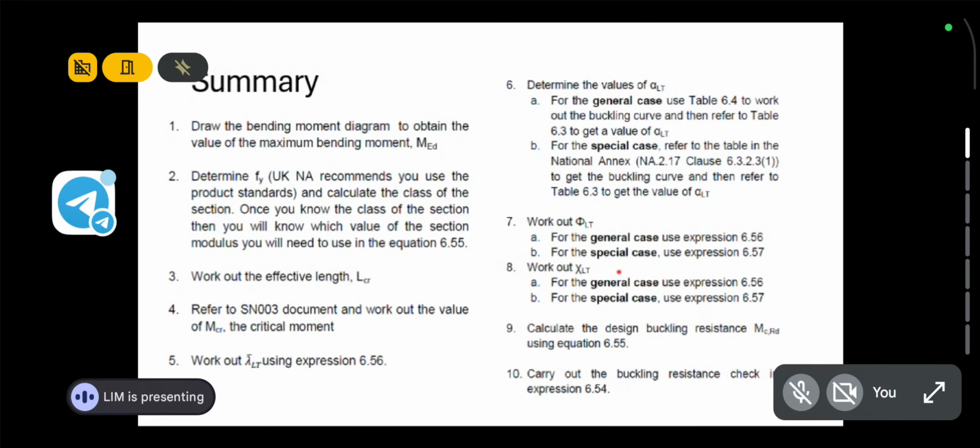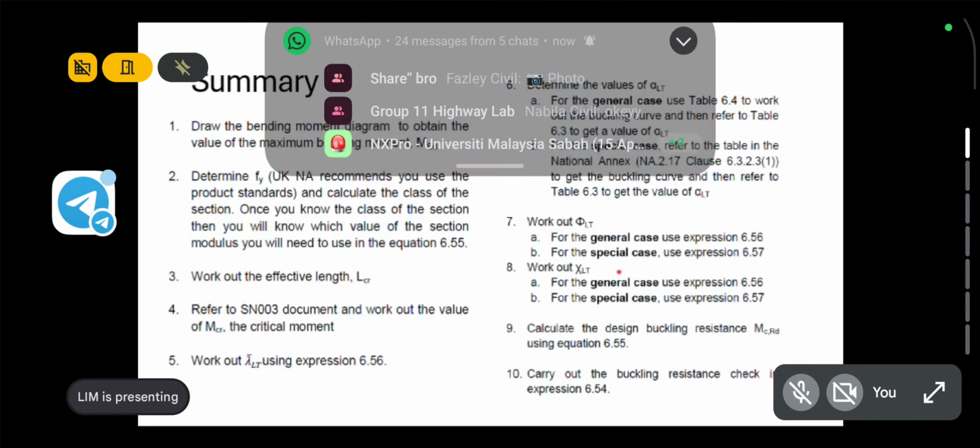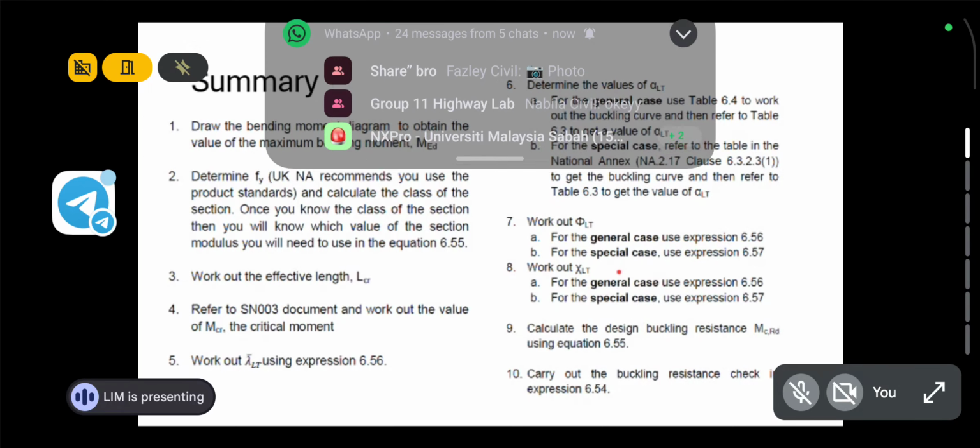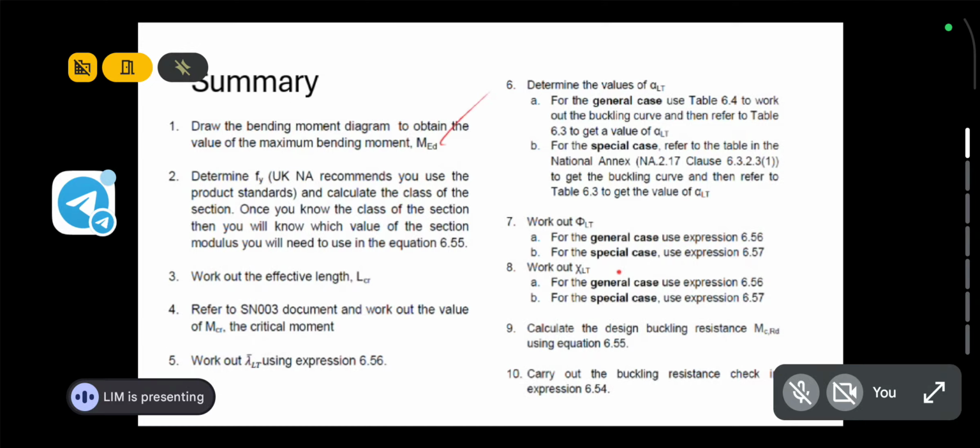So now basically that's it. Okay. So now I'm just doing a summary of exactly how you design semi-restrained beams. The first step is you need to draw the bending moment diagram. Then you need to determine the Fy. But actually, for your restrained beams, you have already done this. So this is the same thing that you do for the fully restrained beams. You should know how to do this already.